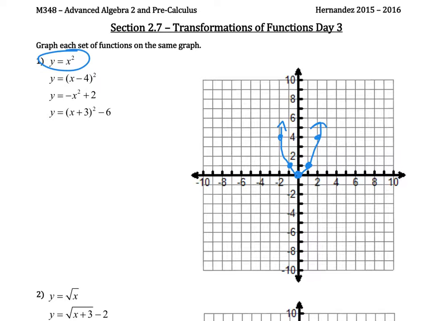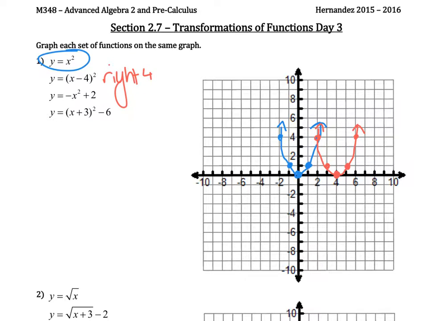If you ever forget, remember that you can always plug in values to the left and the right of the vertex. Okay, so instead of actually making a chart today, we're just going to use the parent function and the transformations to graph each one. So if we look at this next one, we're going to go to the right 4. So we're going to take each point that we graphed on the blue parabola, and we're going to go to the right 4.